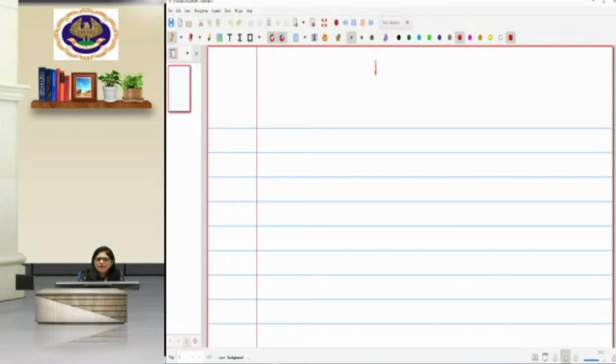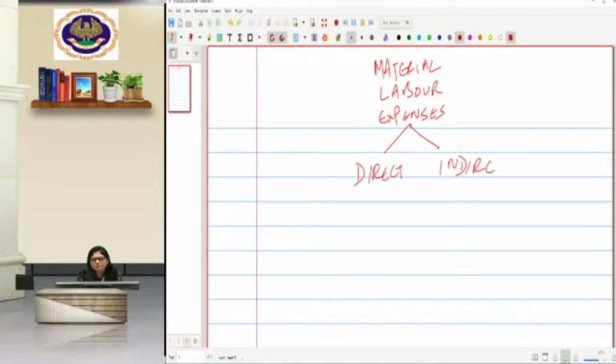See, there are material, there is labor. I hope you know the elements of cost: material, labor, and expenses. Now these are direct also and indirect also. Clear? Direct material will go to WIP, which is called work in progress account. This is actually the production account where all the cost will be booked and cost of production will be calculated. So this is a very important account which we call the WIP account. That is the production account.